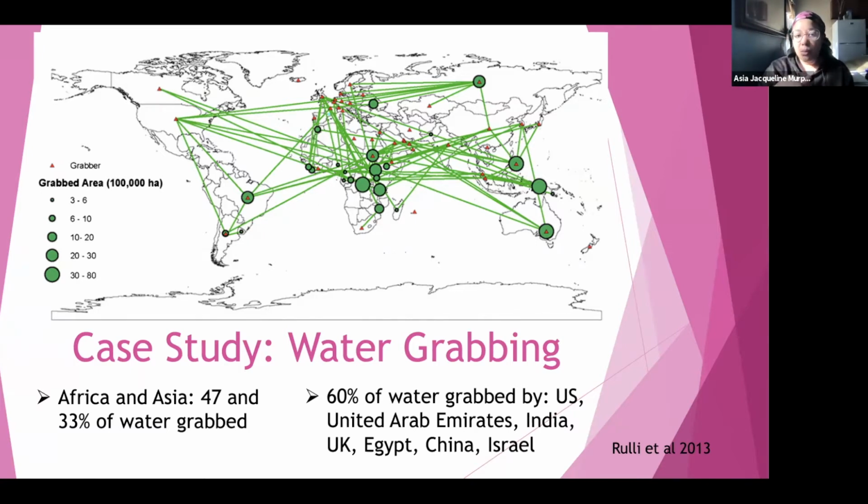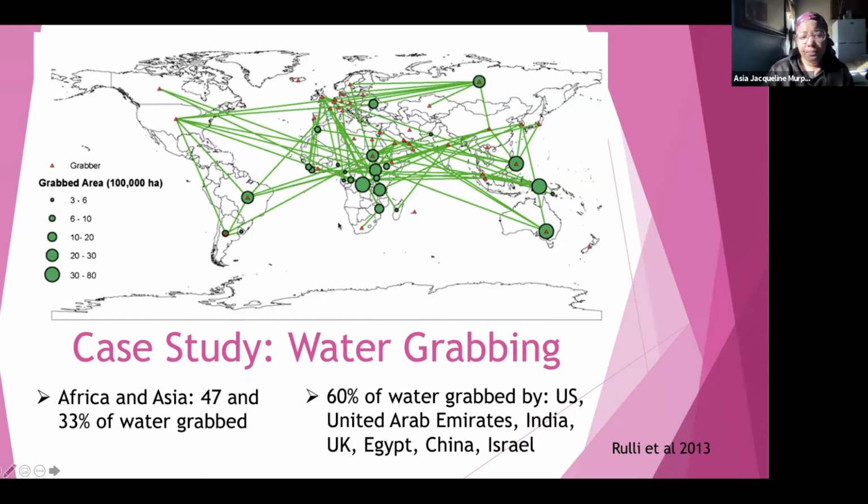And then you have green water, which is when you're in a place where there's a lot of rainwater typically, or there's supposed to be a lot of rainwater. And so you don't necessarily have to worry about irrigation or blue water. But what we see here is what I put down in the notes. Africa and Asia tend to be where a lot of the water is actually grabbed.